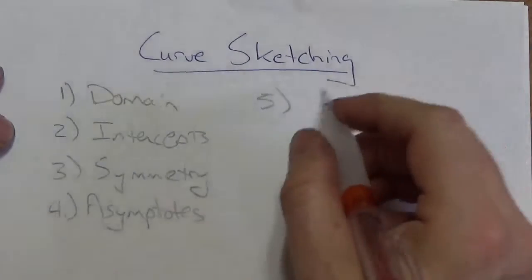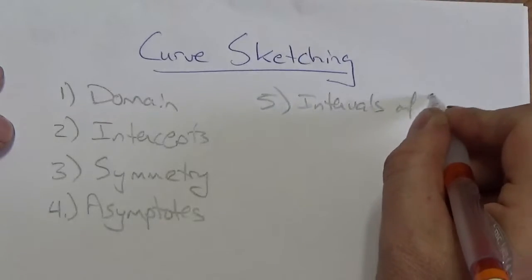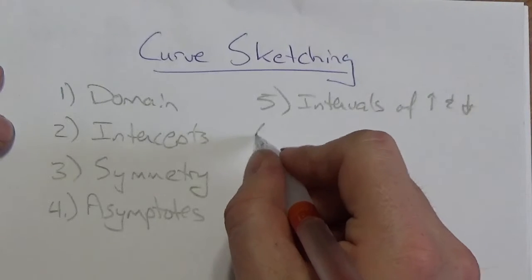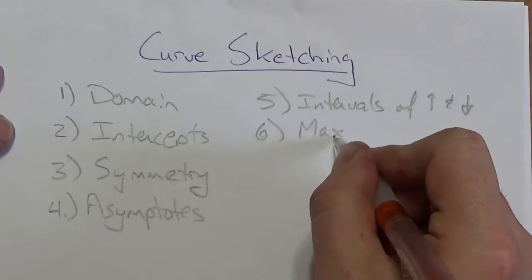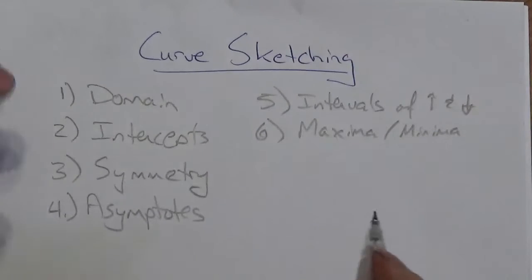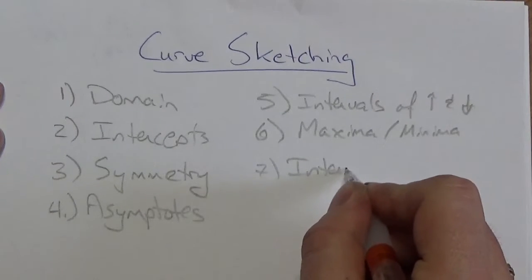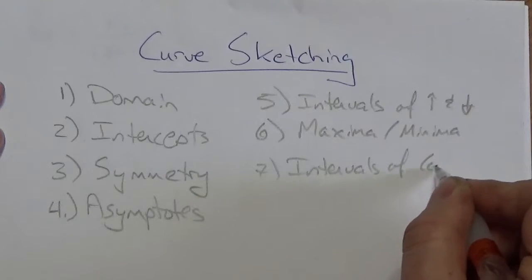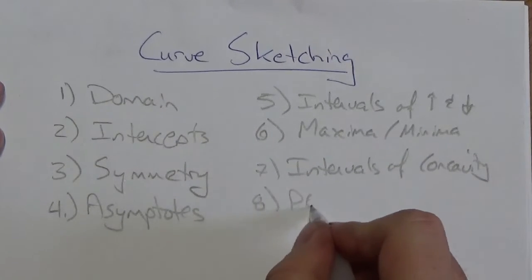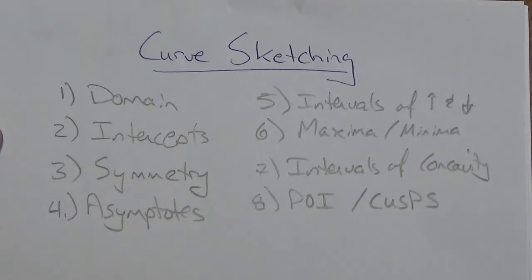Then we're going to move on and take the derivative. We're going to look for intervals of increase and decrease. With that, we are going to look for maxima and minima, points that are maximum points and minimum points. Seven, we're going to look for intervals of concavity. And then finally, we're going to look for points of inflection or cusps, one of those two.